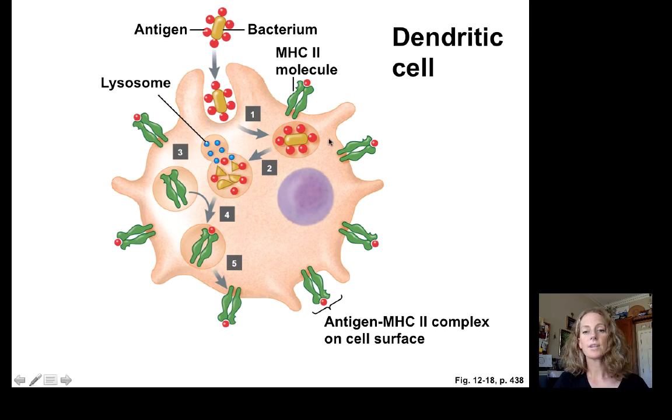So here is a dendritic cell engulfing a bacteria. This looks very much like the same phagocytosis process we talked about. So the dendritic cell engulfs the bacteria, brings it inside, breaks it down with lysosomes, and then pieces of that bacteria, these antigens, will be displayed. And they're displayed by MHC2 molecules.